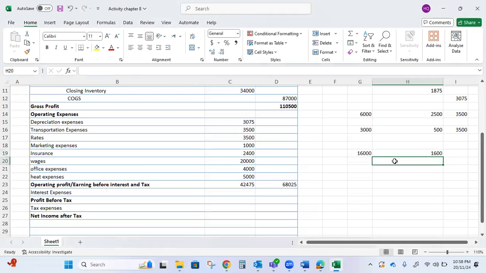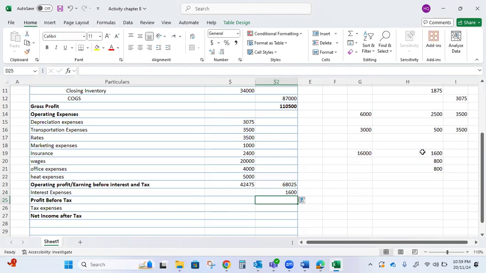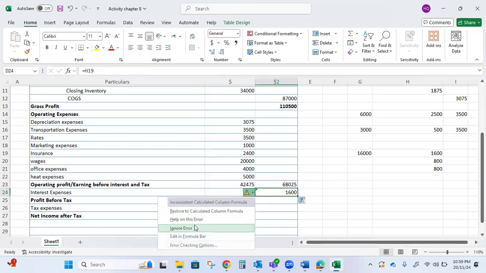So we are doing bifurcation. 800 is paid, 800 is still payable. So it means total is 1,600. This is paid, this is payable. So in the income statement, in the expense category, we will write this 1,600 total expense. But when we will be presenting this data in the balance sheet, only 800 is current liability as a liability. So let's ignore this error.